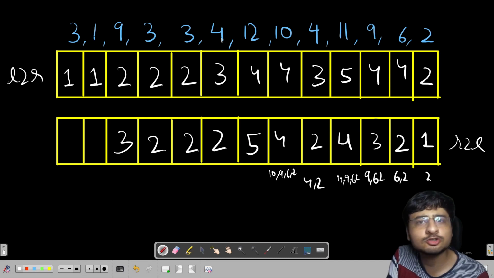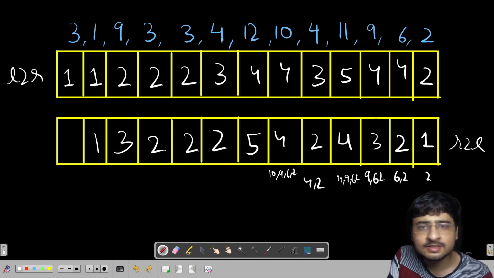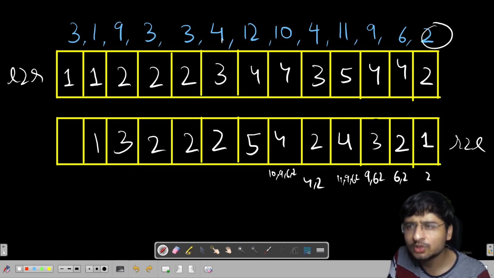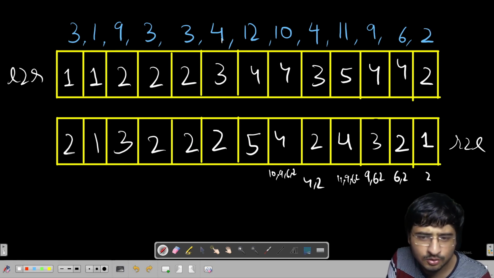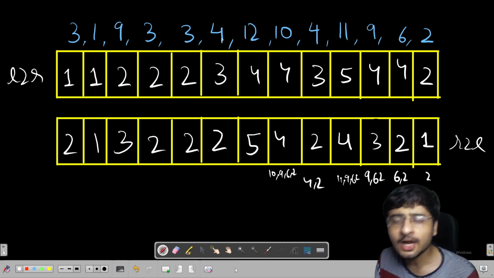1 cannot stand behind anybody. It is only left with the choice of standing alone. 3 can stand behind this 2 only, and because of this it will only be able to form a length of 2, right? I hope this is clear.